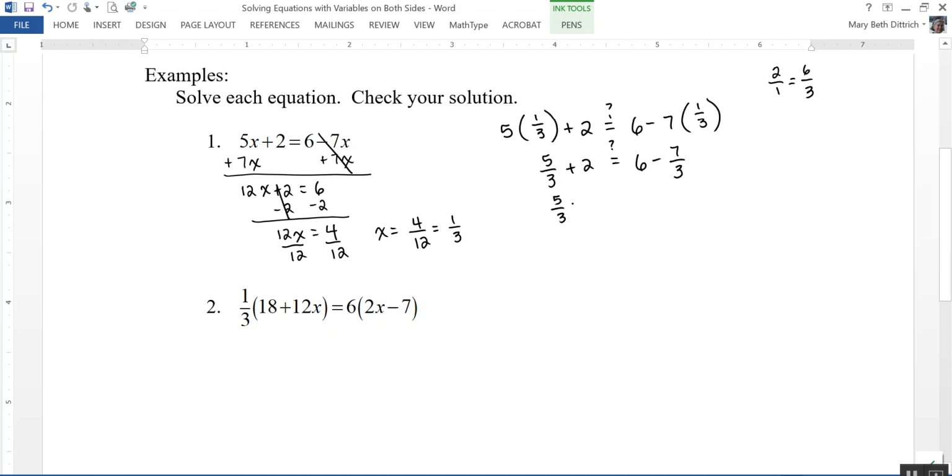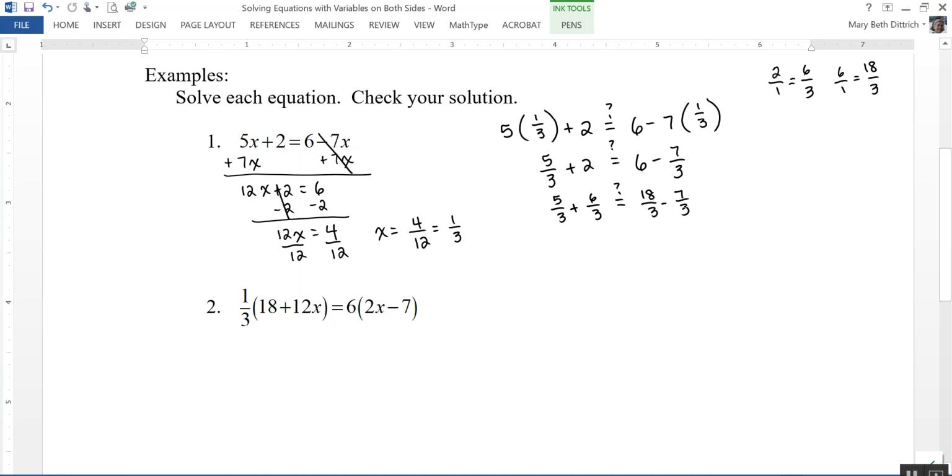So 5 over 3 plus 2, written as 6 over 3, is that equal to, now I need to do the same thing with 6. 6 over 1, I need to write that as something over 3. Okay, so I multiplied by 3, so I need to multiply this by 3. That makes sense. 6 is 18 over 3. So I'm going to write 6 as 18 over 3 minus 7 over 3.